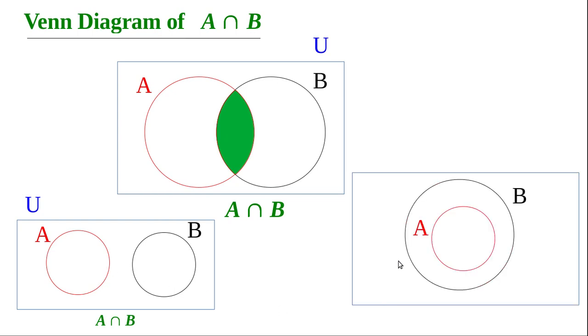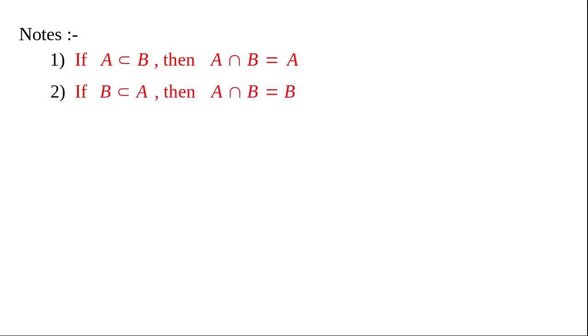Sometimes two sets may be like this, A a subset of B. Then what is common to both A and B? Very simple, A. A is the common region, since A is in B. Therefore, A intersection B can be shaded like this. From this we can write a note: when A is a subset of B, A intersection B is equal to A. In a similar way, when B is a subset of A, A intersection B equals B.